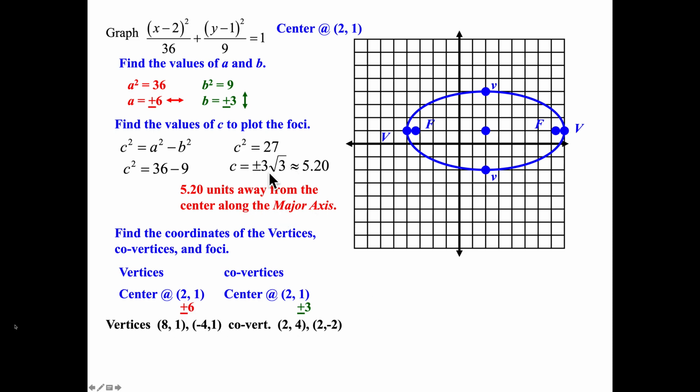Foci, we'll take that plus or minus 3 radical 3, add that to the x-coordinate of 2. Now here we are going to leave this as 2 plus or minus 3 radical 3 because technically you can't simplify that. So it's okay to leave that in that form, then with your comma 1.